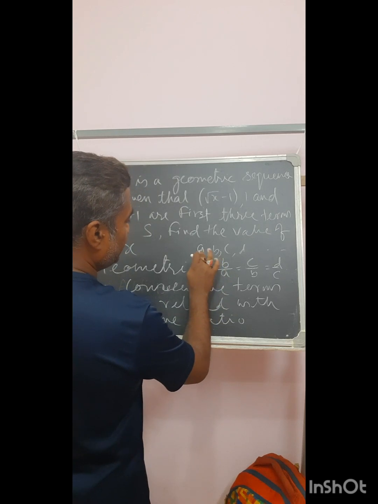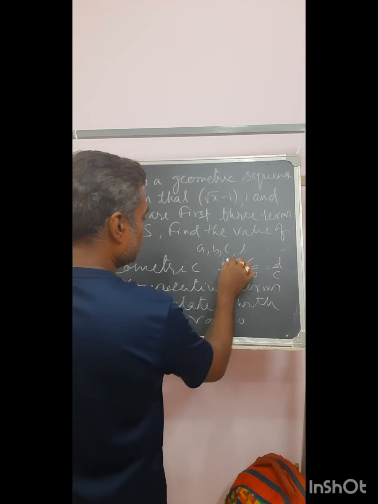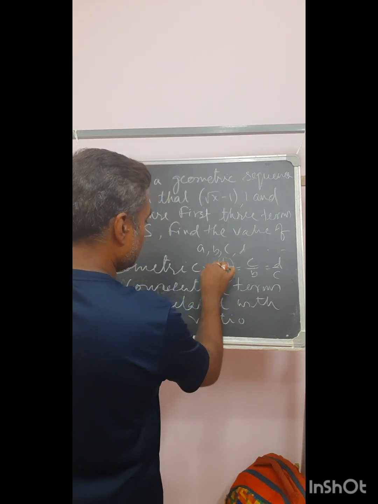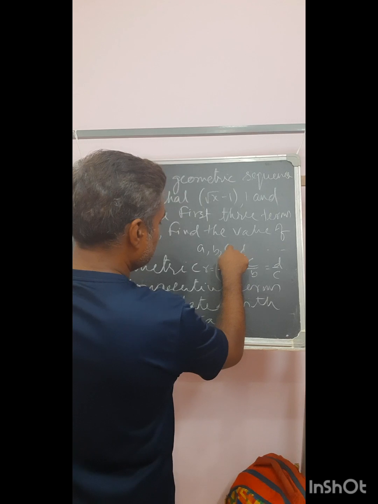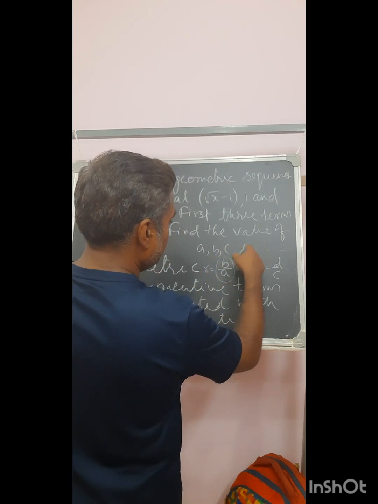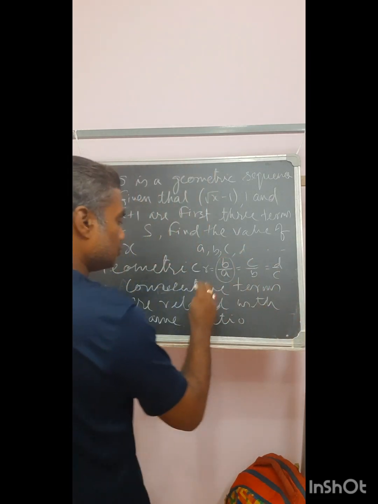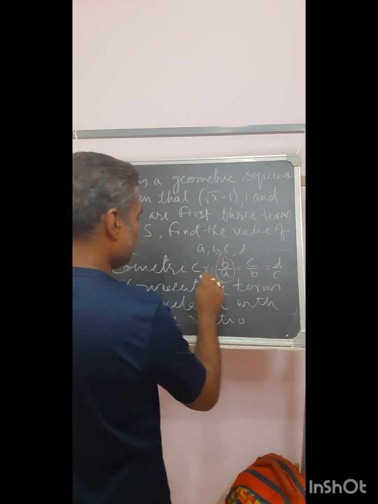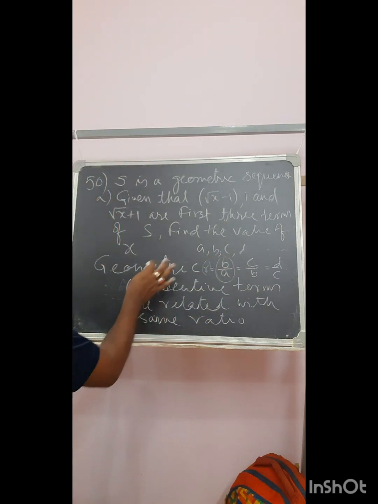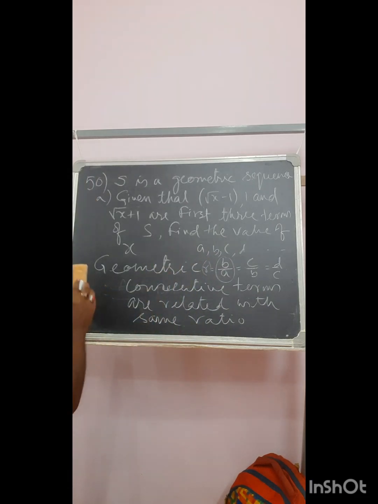If I take the first two terms, the second term by the first term is some ratio, let's say R, then if I do C by B, I will get the same ratio R, and consecutively the fourth term by the third term, and for any two consecutive terms, if I take the ratio, I will get the same ratio. This is called a geometric progression or geometric sequence.